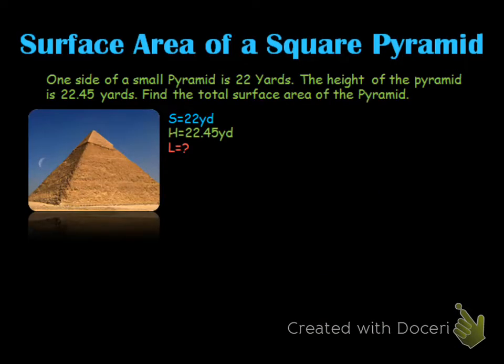One side of a small pyramid is 22 yards. The height of the pyramid is 22.45 yards. Find the total surface area of the pyramid. As you can see, the sides of the pyramid equals 22 yards. The height equals 22.45 yards, and the lateral is unknown. Now, let's solve this problem and see if you get it right.